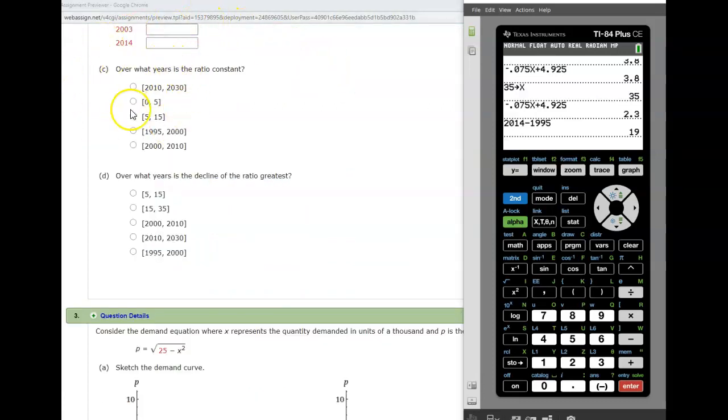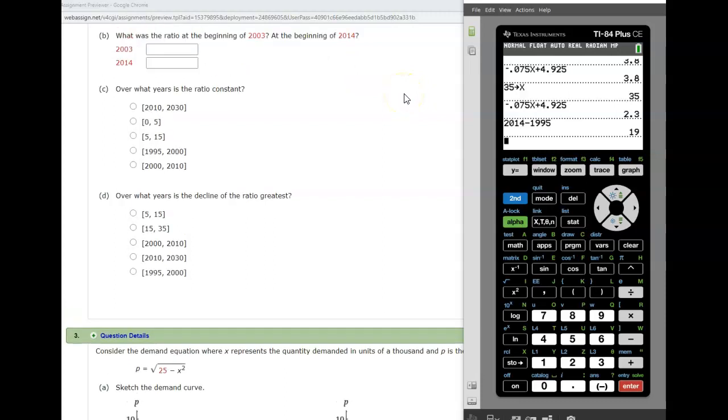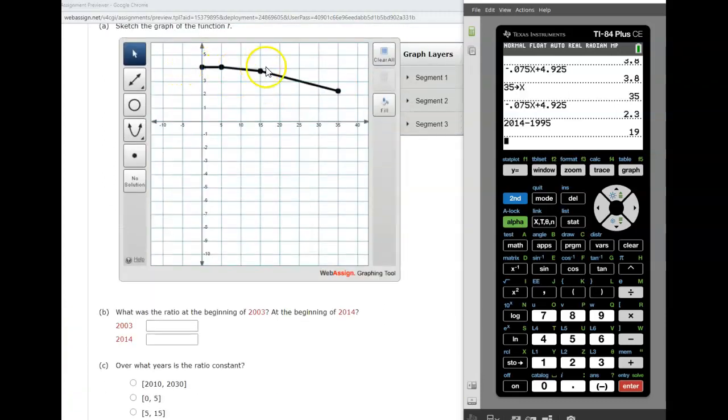They ask you a couple of questions concerning the graph. If a ratio is constant, in this case that's the y value is constant, that would be a horizontal line. So looking back up at the graph, which part of this was a horizontal line?